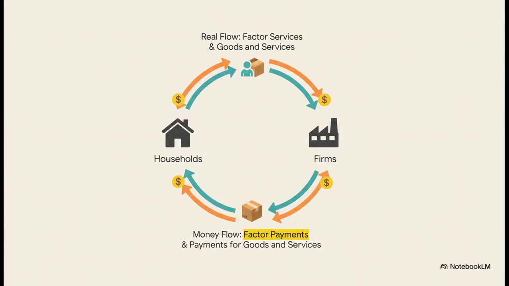Now, what's really cool here is that this loop is actually 2 parallel flows happening at the same time. That inner loop, that's the real flow. That's the actual stuff being exchanged, like our work for the products we buy. Then follow that outer loop. That's the money flow, the cash that pays for everything. Our spending becomes the company's revenue, which then becomes our income. It just goes round and round.